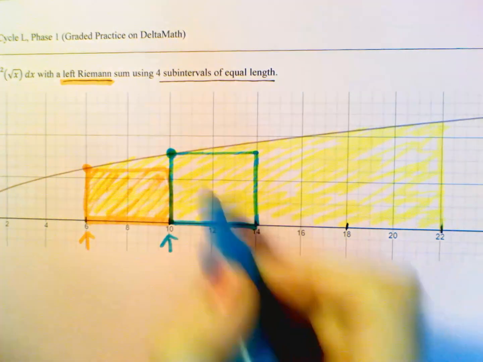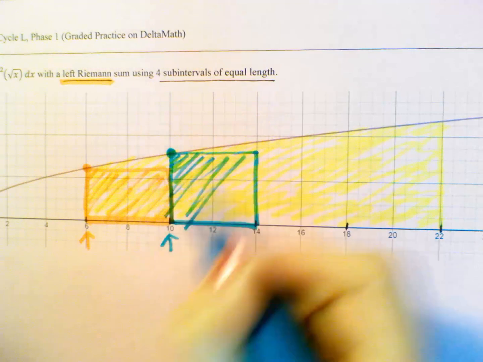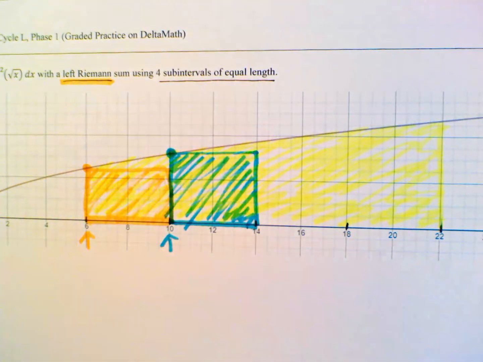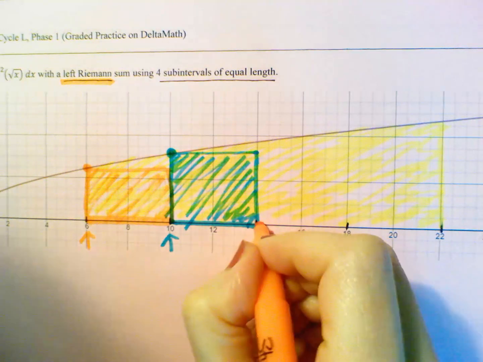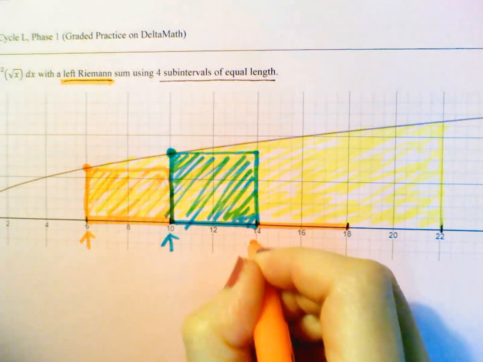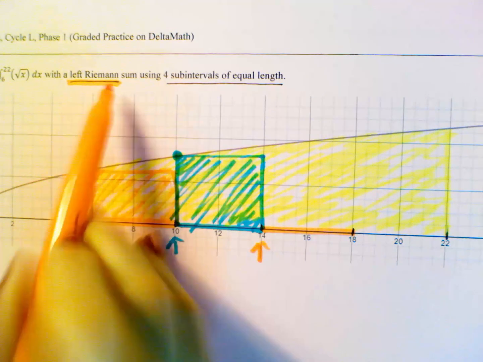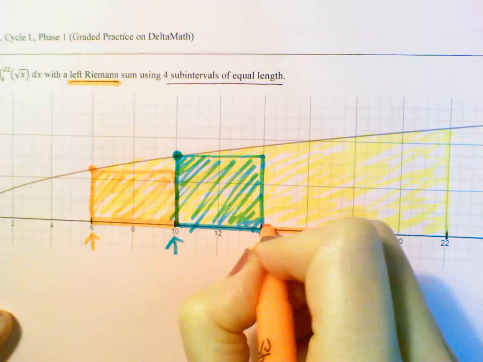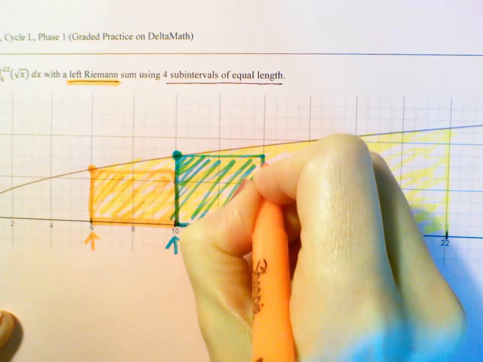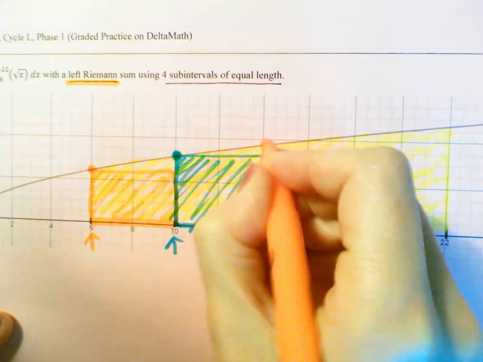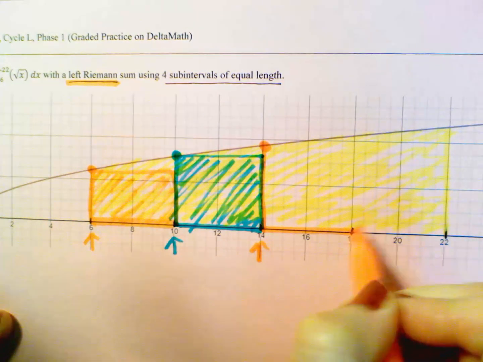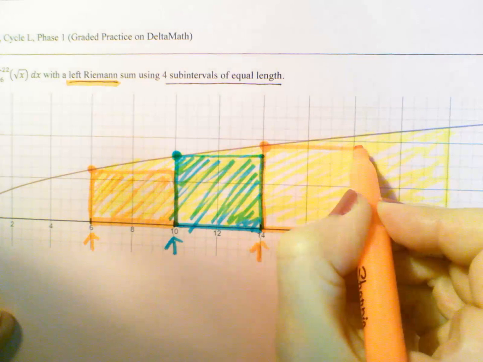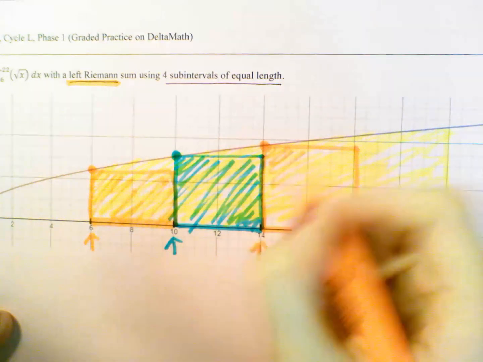So I just go horizontal over. Okay, 2 more. So here's my third rectangle. I go to the left end point because it's a left Riemann sum. That left end point is going to be the input that I used for the height. And then over horizontal, down.